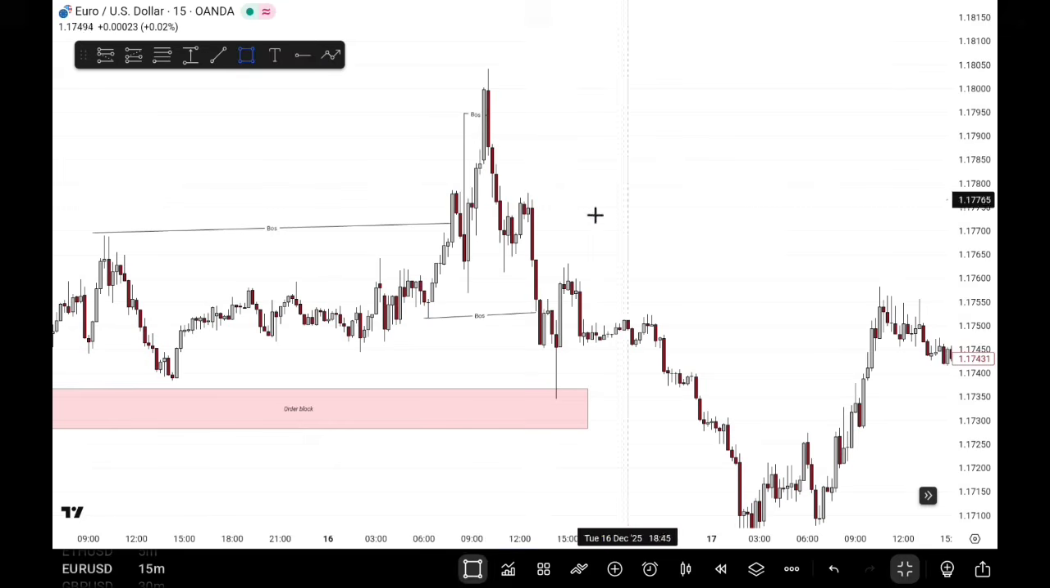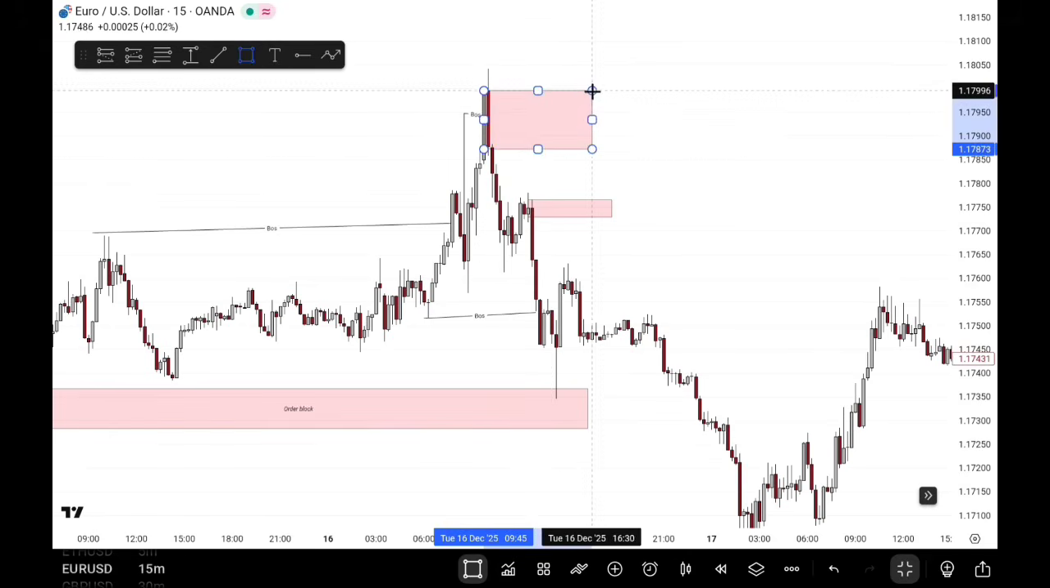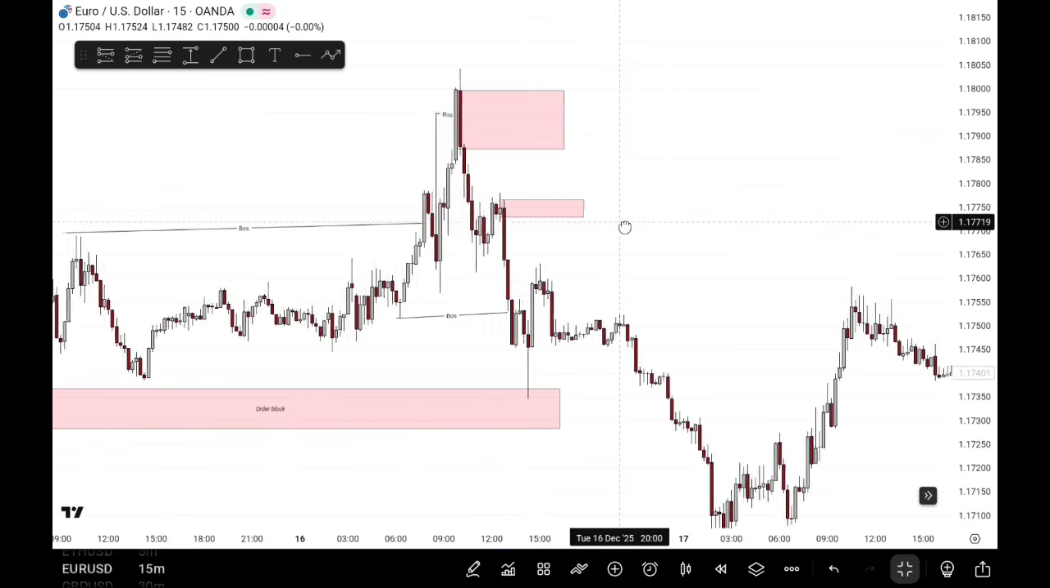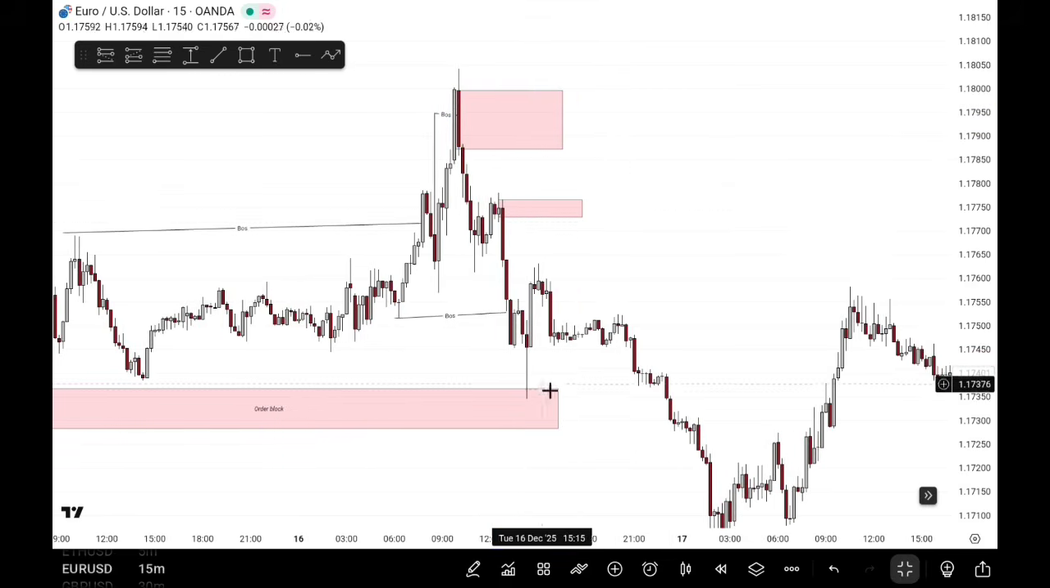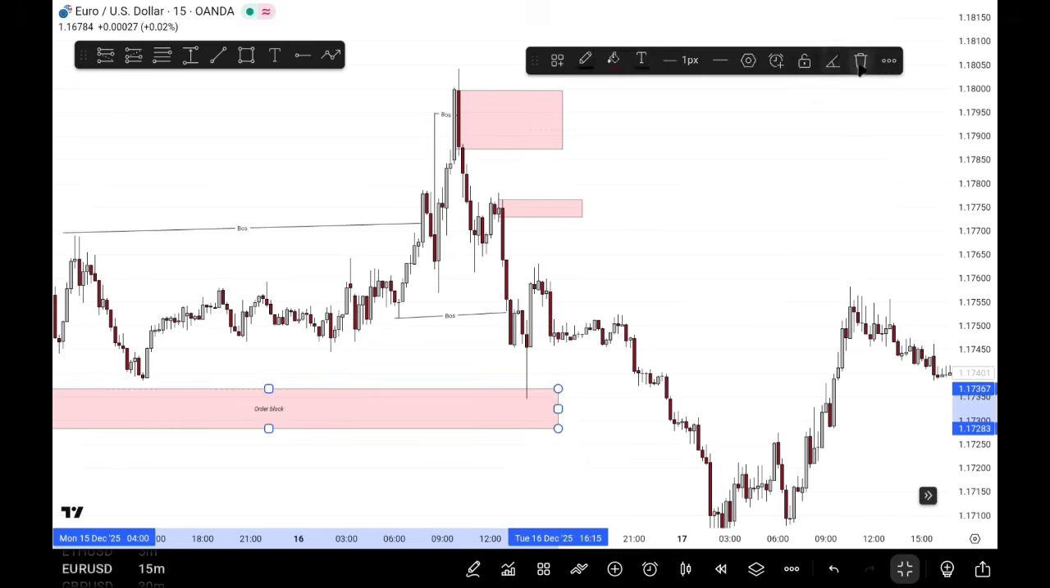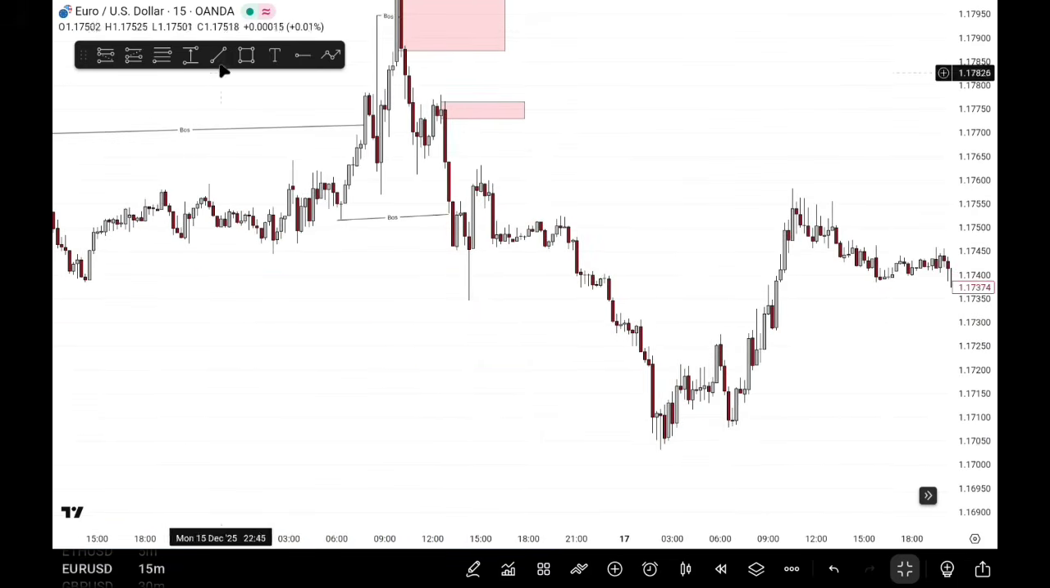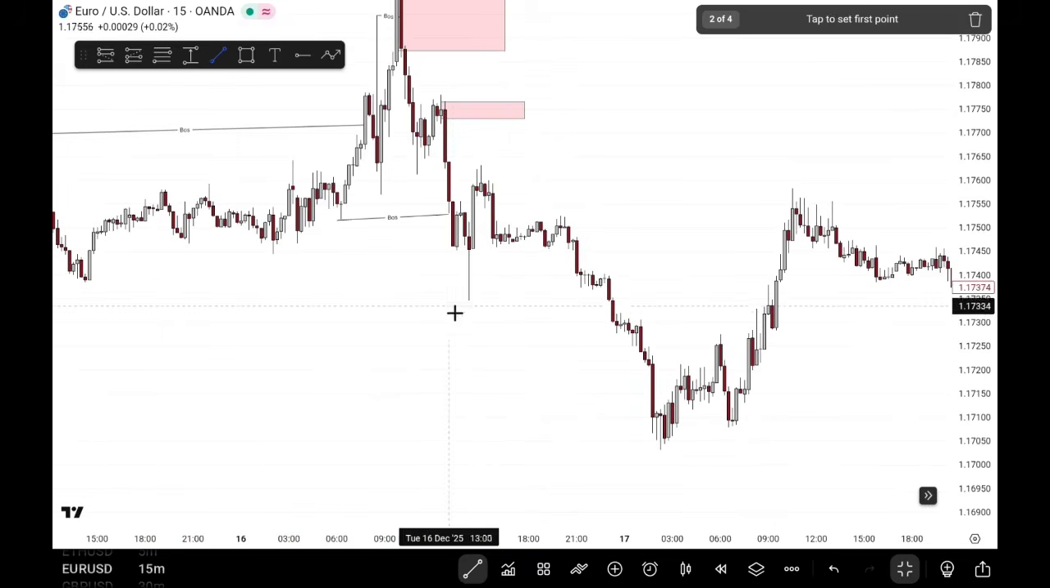So we have this order block which is sitting here, and we also have this order block which is currently sitting at the spot. But price will not return back to that order block to give us a move to the downside. All right, so after that we also have another break of structure to the downside.